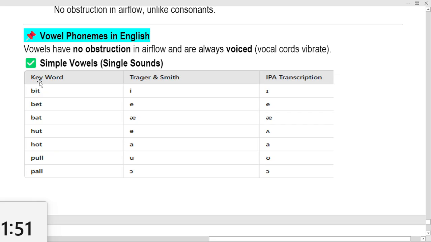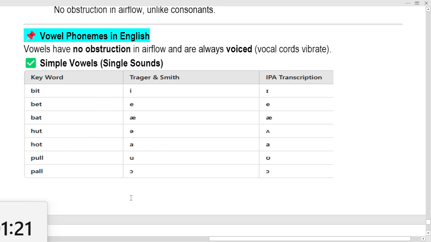So, simple vowels, we have the bit. Kung Trager and Smith, E yan. E, bit. IPA transcription, parang malaking I ata to siya. Next, bat. Bat. So, may pagka-OA, no? May pagka bat. Hot.